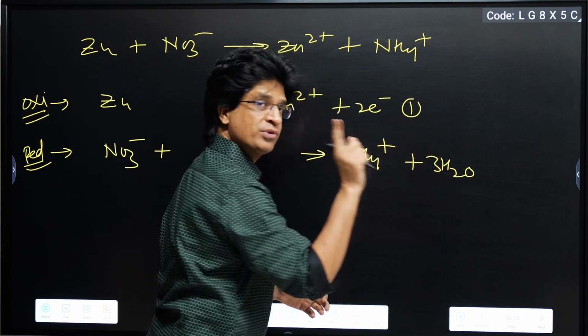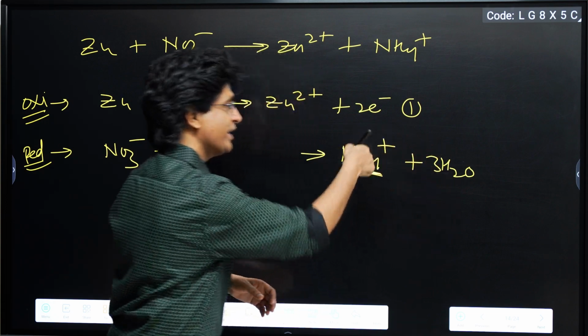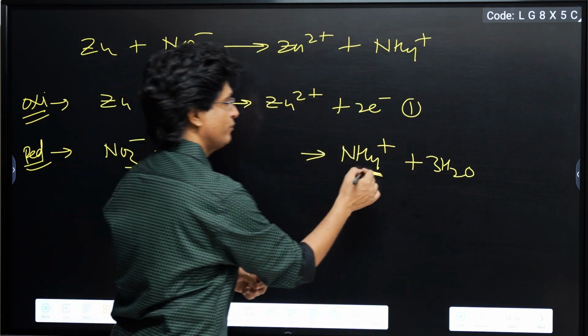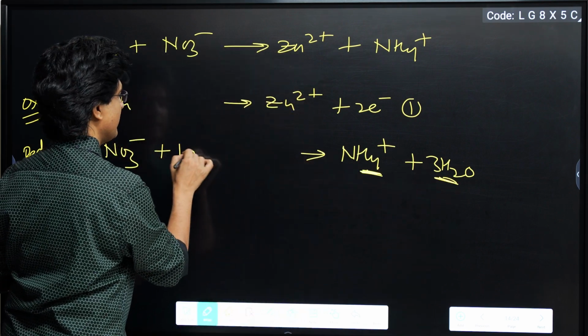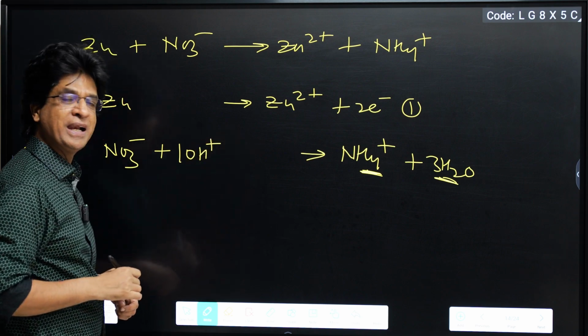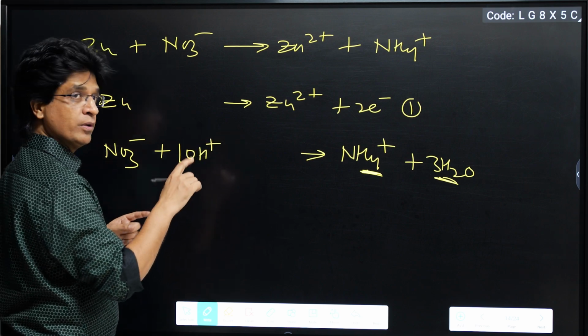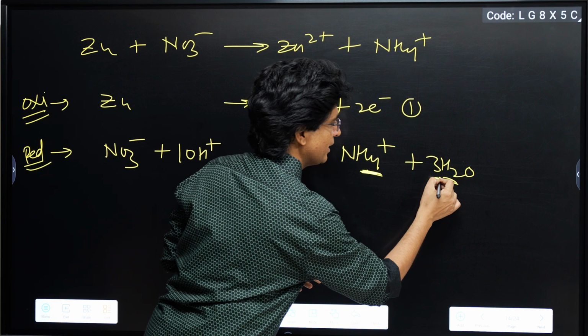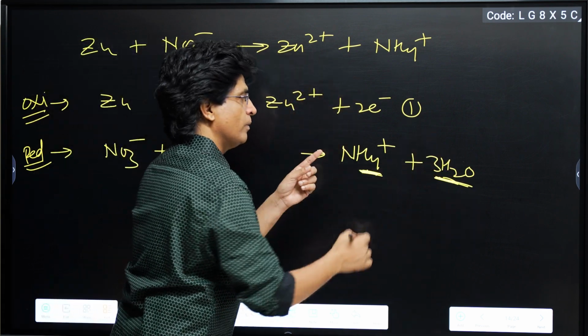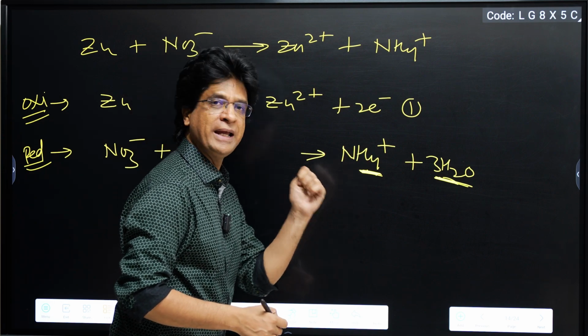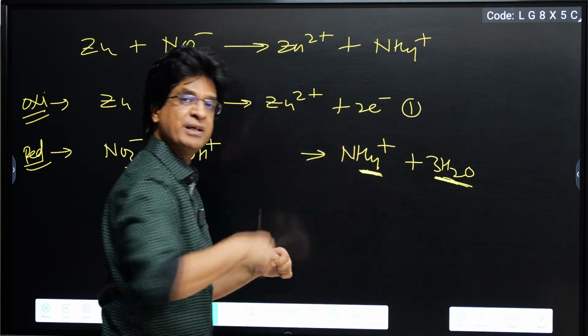So 3 into 2, 6, plus 4 H ions here also, NH4+. So 4 and 6 gives you 10 H ions. So I will be adding 10 H ions here to balance it. Getting it? Don't think that only the H ions present in water are supposed to be added. Here the ammonium ion has got 4 extra H ions, so we have to take care of them as well.